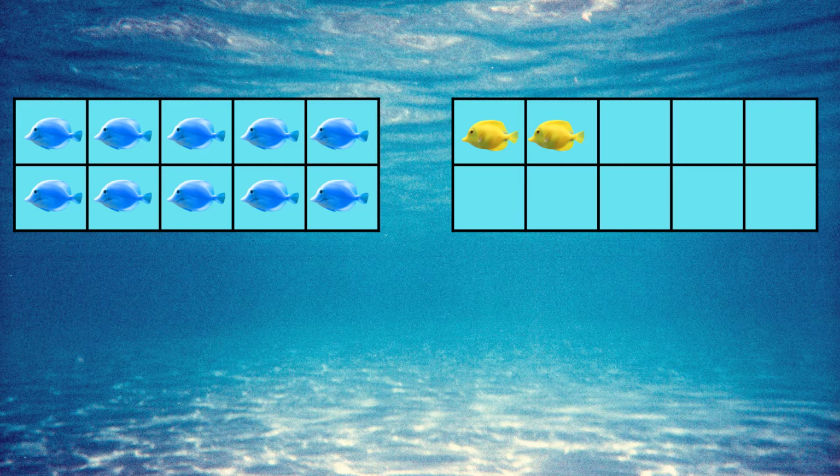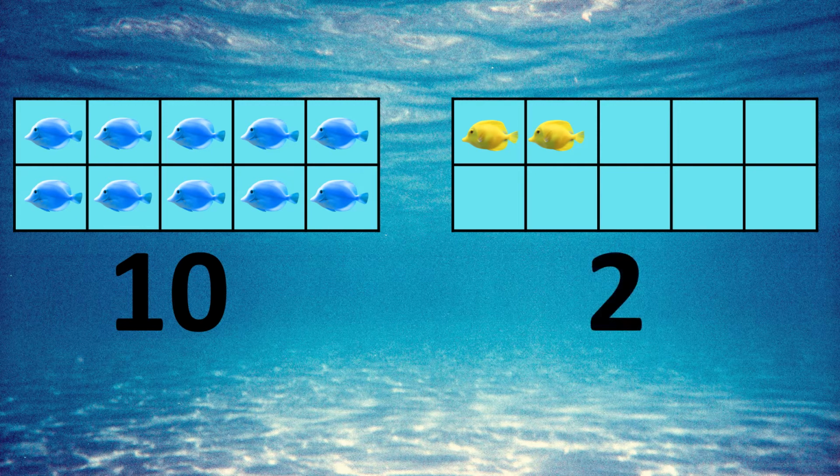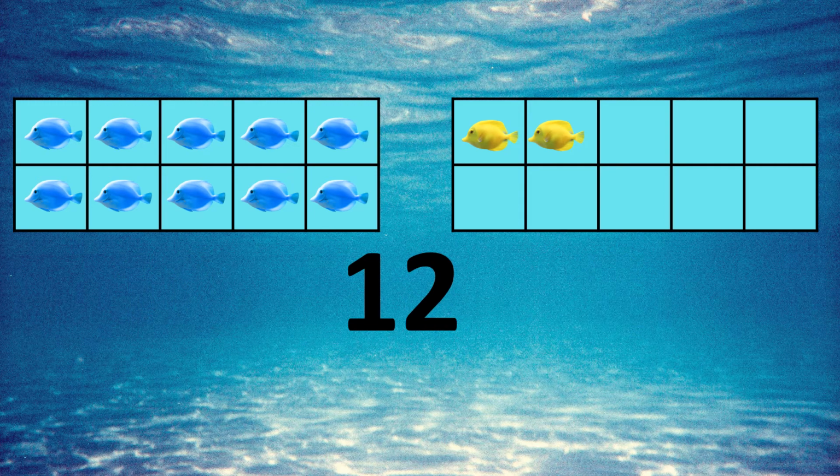This model shows 2 10 frames. One 10 frame is full of blue fish. The other frame has 2 yellow fish. So we can think about it like this: 10 and 2 more. 10 and 2 more equals 12. So this model shows 12.